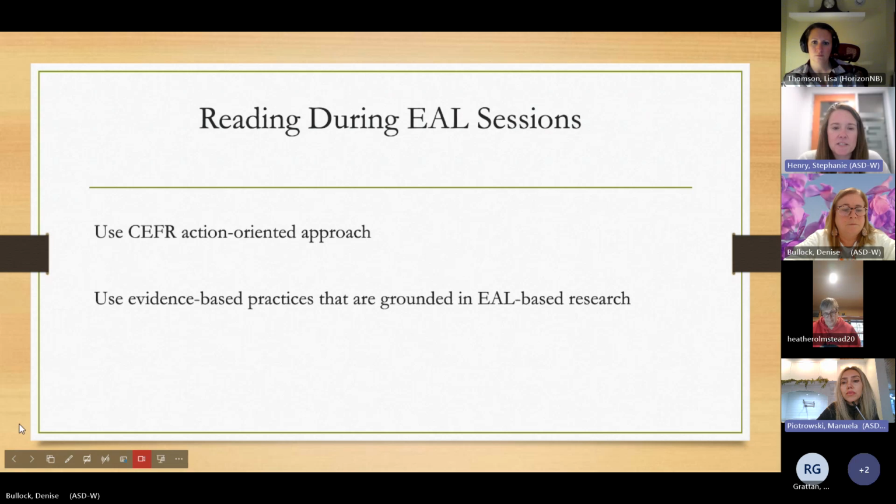And using evidence-based practices that are grounded in EAL-based research is really important. We know that there's lots and lots of talk about the research around reading in general and teaching children to read, but we need to make sure that we are approaching our reading instruction with an EAL lens. And that sometimes means that we will do things a little bit differently because we're working with language learners and not first language students, whose instruction in the classroom would be focused differently.